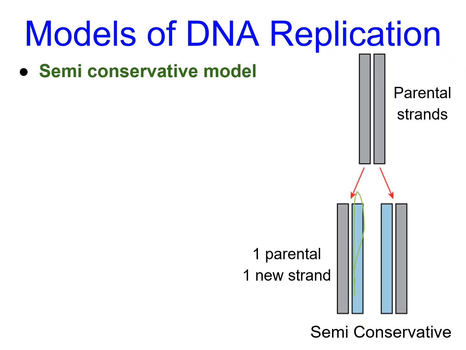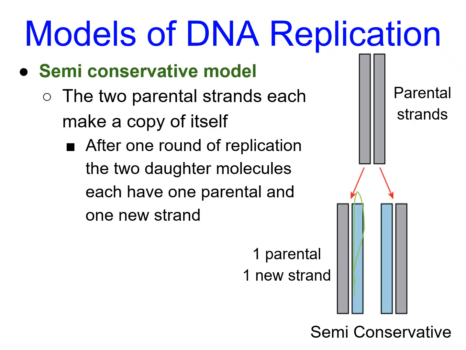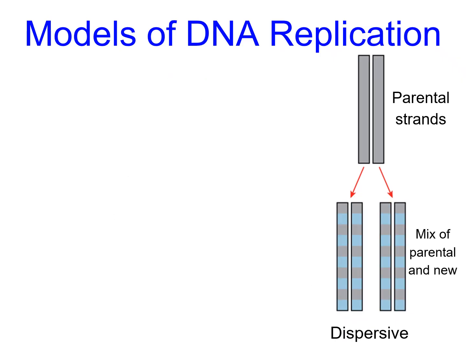Whenever DNA duplicates or makes a copy of itself, one strand is always going to be the old or parental strand, and the other strand is going to be the newly synthesized strand. That is called the semi-conservative model. As the name suggests, it conserves one of the parental strands, and there is a newly synthesized strand.